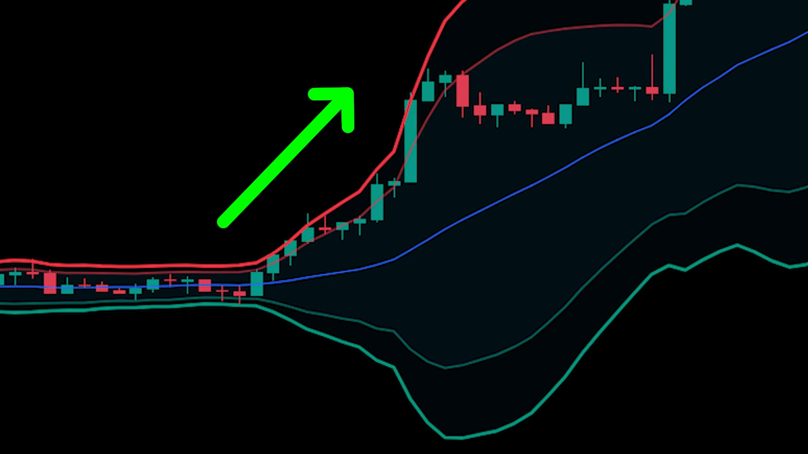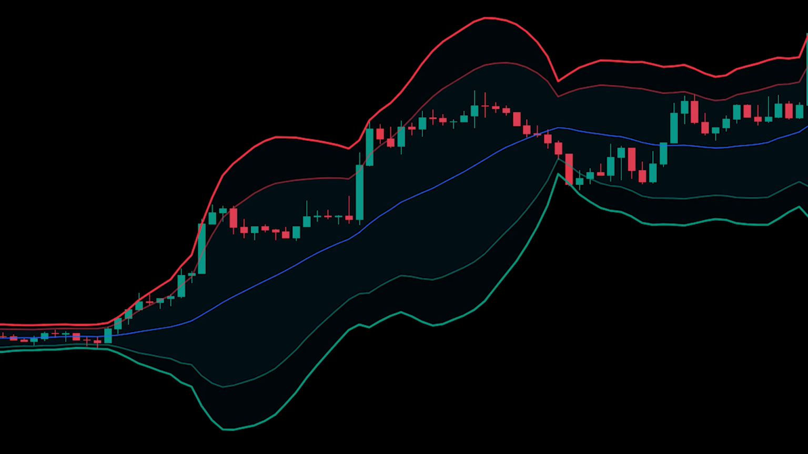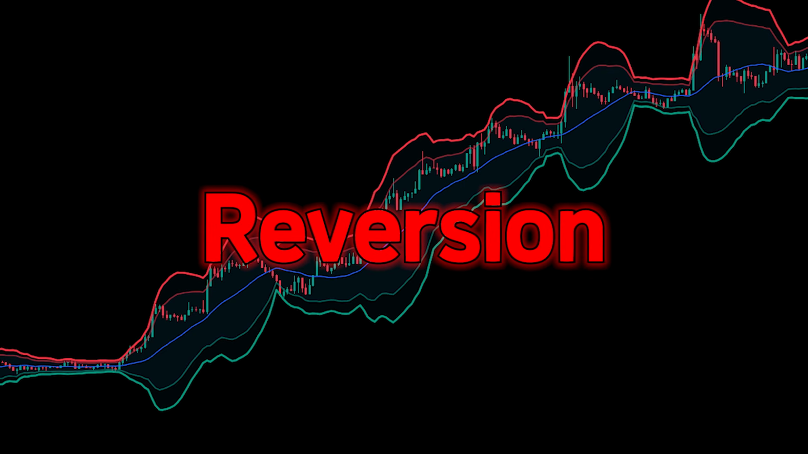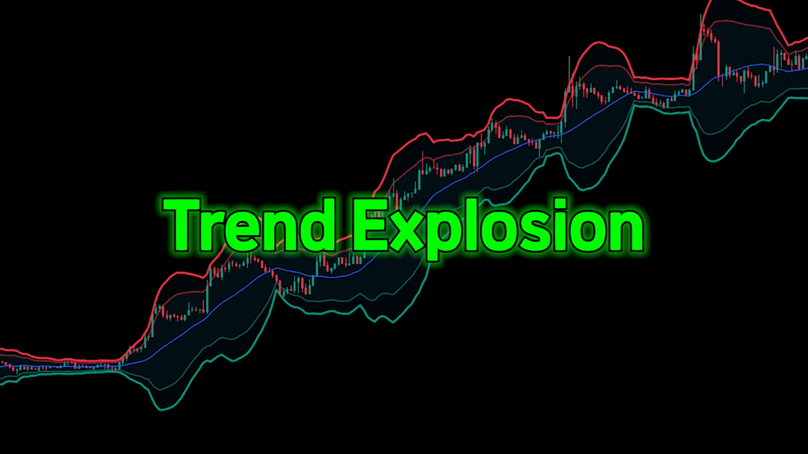When a strong trend is just beginning. If after breaking standard deviation 3, the candle fails to return inside the band and continues breaking out consecutively, this is not mean reversion. It's a trend explosion signal.